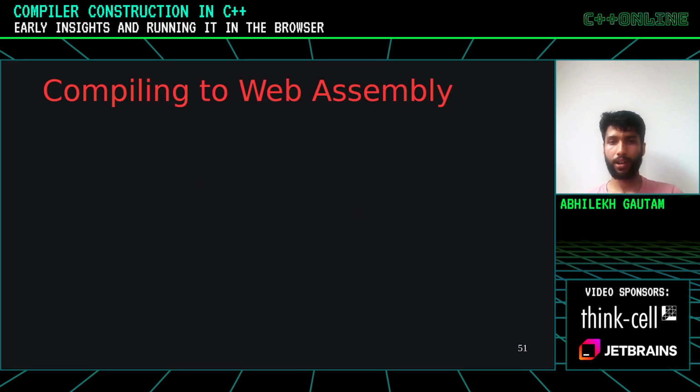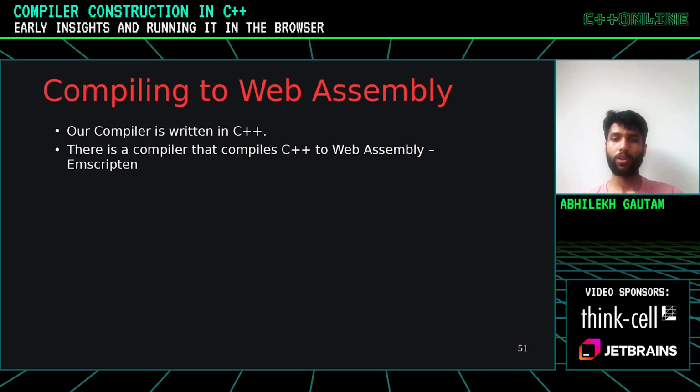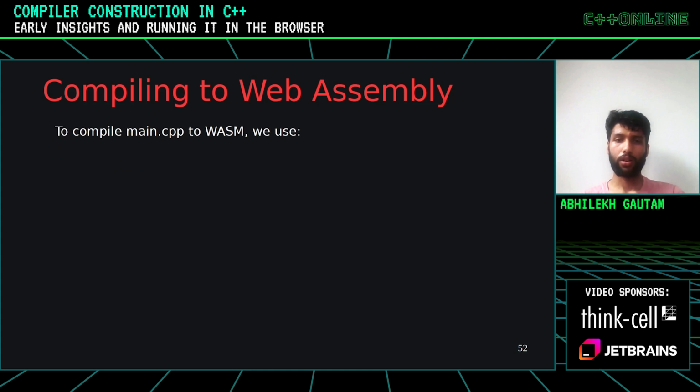Now, how can we compile to WebAssembly? We have a compiler that is in C++. Now we need a compiler that converts C++ to WebAssembly, and we have such compilers, one of them being Emscripten. For example, we have a simple main.cpp file and we want to convert it to WebAssembly. We can use Emscripten to compile it, and it generally outputs two files, a JS file and a wasm file. Wasm is short for WebAssembly, and main.js is just glue code for the wasm file.